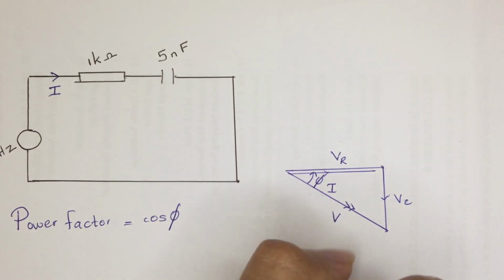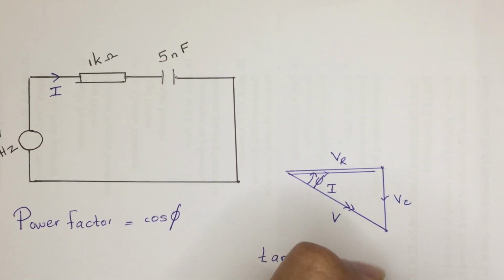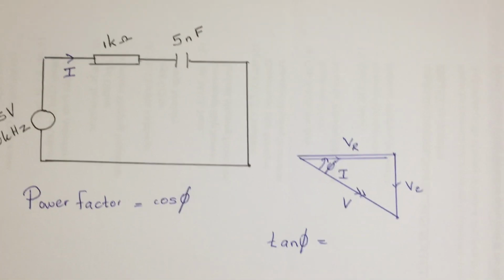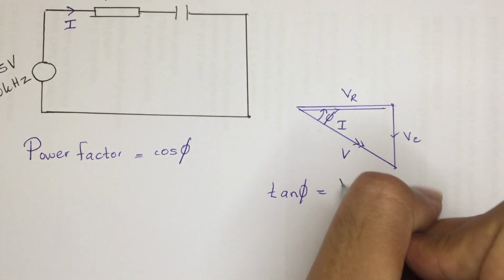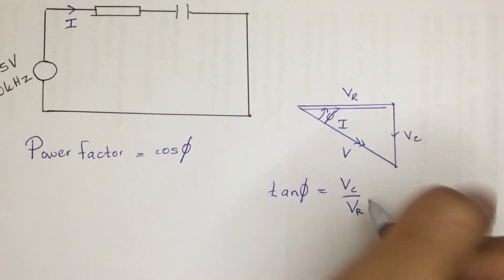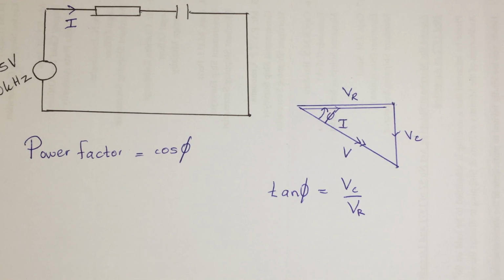If you find the tan phi, the value of tan phi would be equal to VC over VR. So we need to find the VC to figure out the tan phi. After that, we can convert it to cos phi. Actually, we need the value of cos phi. So for that, we need to know the value of VR. We can directly find the VR.